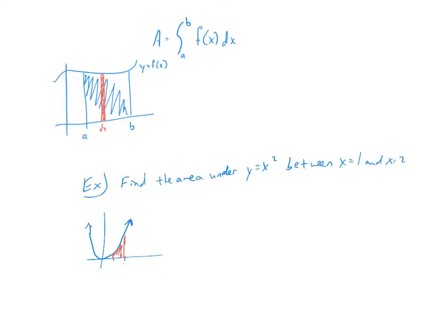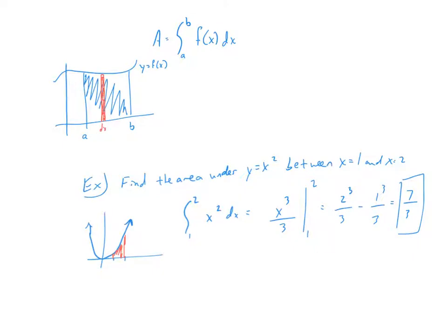And so we're going to evaluate this definite integral from 1 to 2 of x squared with respect to x, dx. Antiderivative: add 1 to the exponent, divide by the new exponent. So we get x cubed over 3, evaluated from 1 to 2. 2 cubed over 3 minus 1 cubed over 3 equals 7 over 3. 2 cubed is 8, minus 1 is 7. So 7/3 is the exact area of that region.